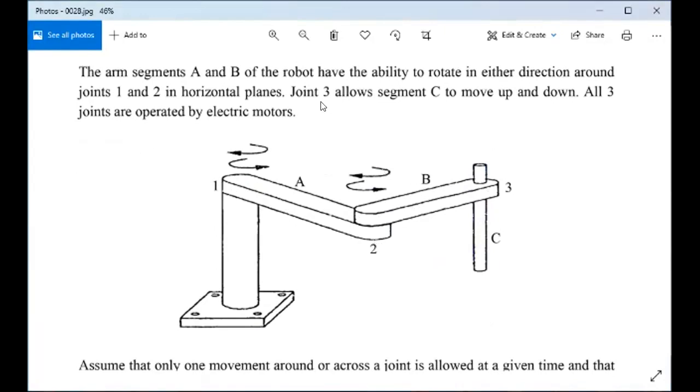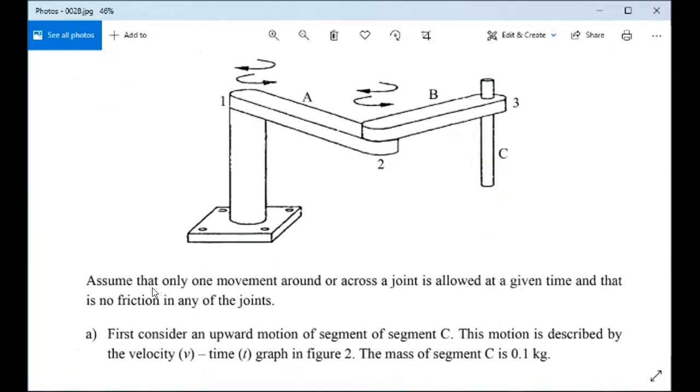What about C here? The joint 3, this one. The joint 3 allows segment C to move up and down. So segment C can be moved just up and down. A, B are rotatable. C is only moving upward and downward. That's the simplest thing.